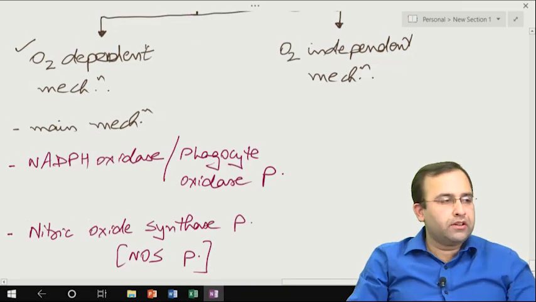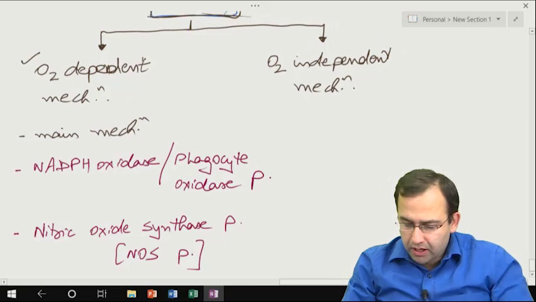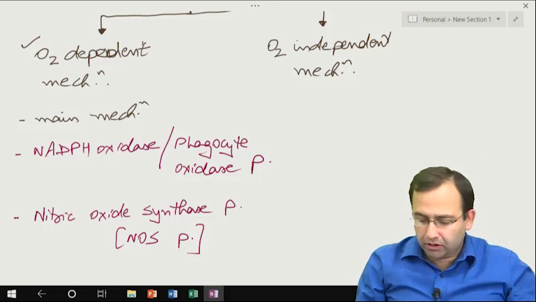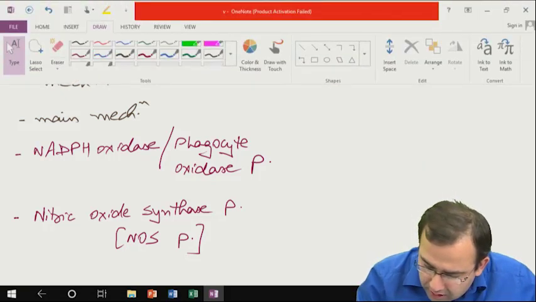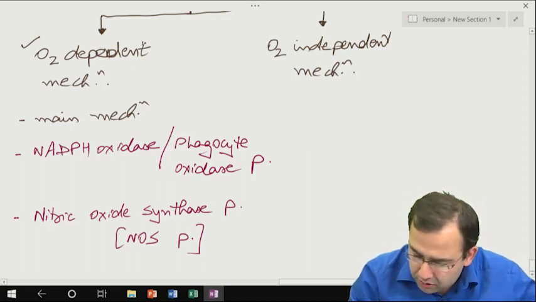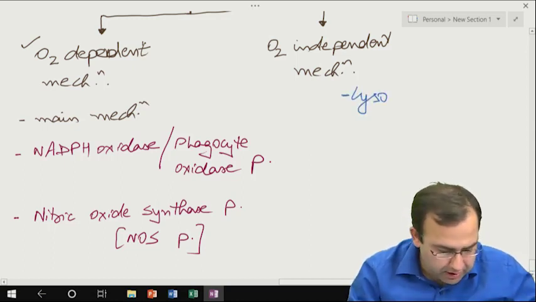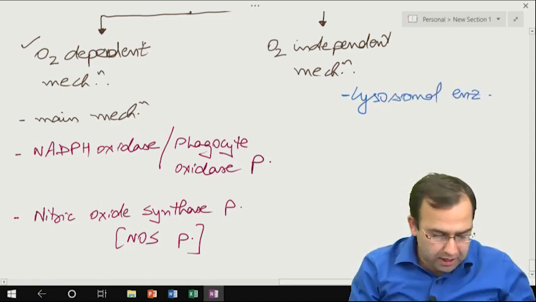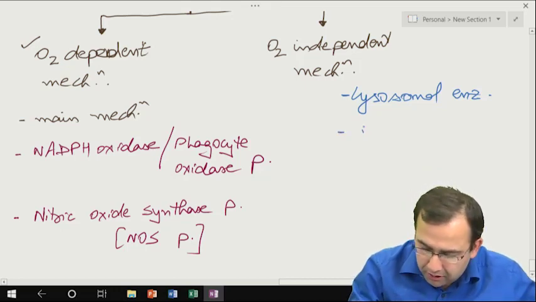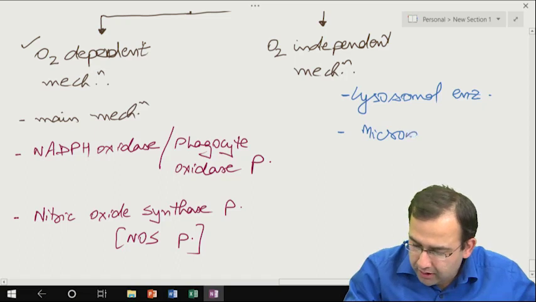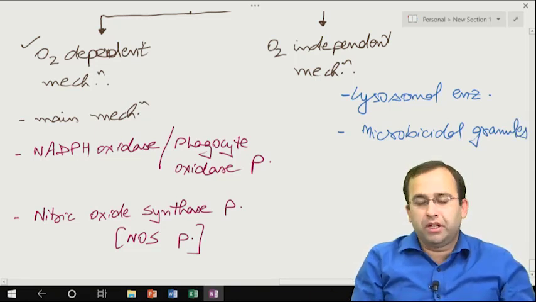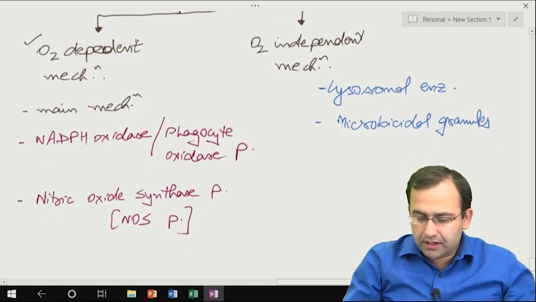So killing has two pathways, oxygen dependent and independent. Oxygen dependent are NADPH oxidase and the nitric oxide synthase pathway, versus oxygen independent, which are lysosomal enzymes and other microbicidal granules. That is the oxygen independent pathway. We will do each one of these one by one.